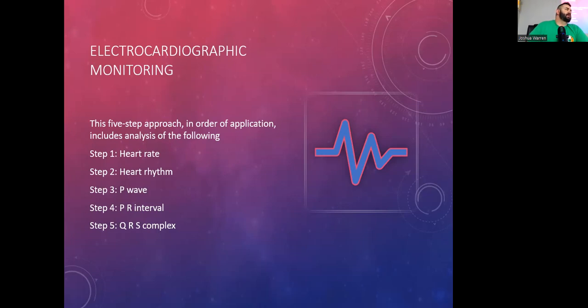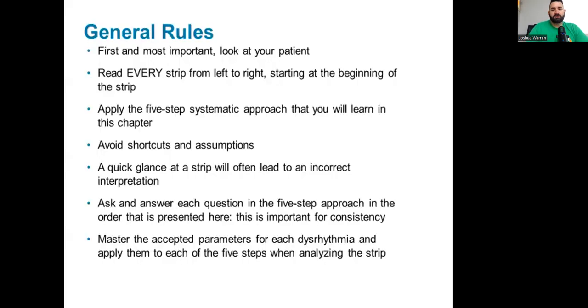Some more general rules I'll give you. Is everybody on the notes? Cool. Some more general rules to follow. First and foremost, look at your patient. Look at your patient. If the monitor says VFib and they're talking to you, they're not in VFib because that means their heart's not beating. If they're in VFib, that means there's no contraction.